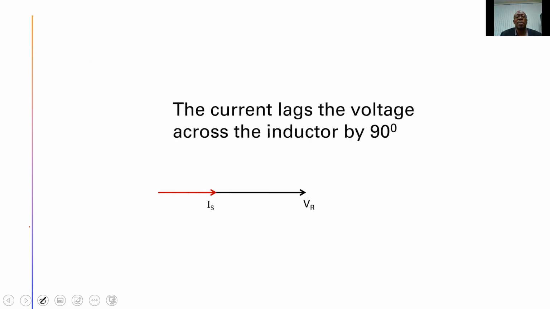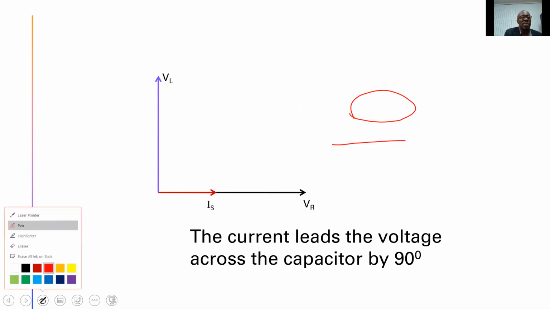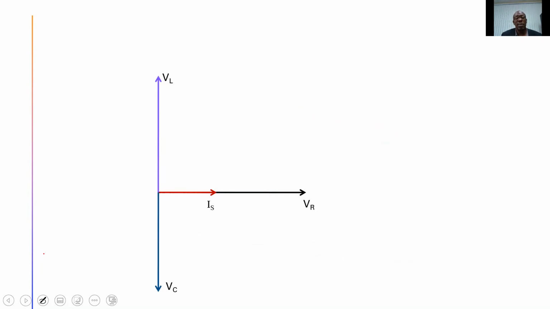If we consider the inductor, we know that the voltage across the inductor lags the current by 90 degrees. So here's our inductor voltage. And for the capacitor, the current leads the voltage across the capacitor by 90 degrees. And so we have here VC. So we have all three voltages represented.